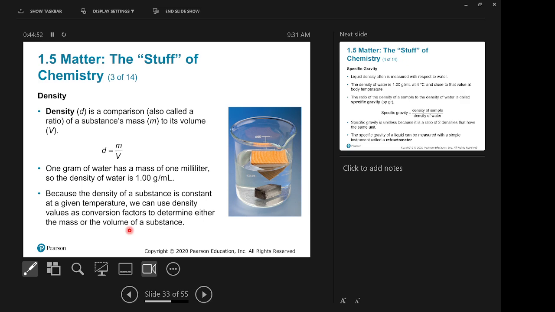Density. This is going to be represented by a lowercase d for its one-letter designation. It's actually going to be a comparison unit. So we're going to take the mass divided by the volume. Okay, and that's density.